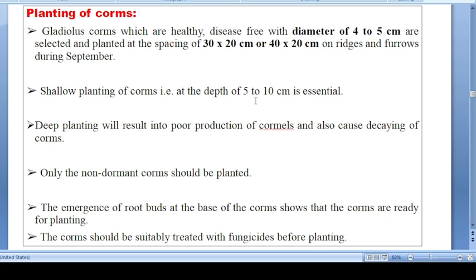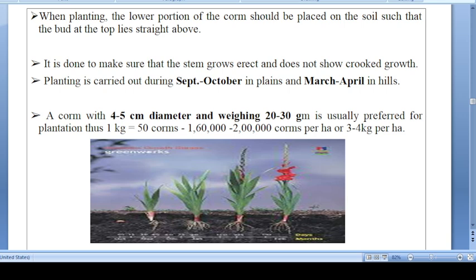So at least between 5 to 10 centimeter we can plant the gladiolus corms. While selecting the corms, we also have to select the non-dormant corms. If we are selecting immediately after harvesting, there will be chances of poor germination and delay in the germination of the corms. Normally, September to October is the best season in South Indian condition, and March, April in the North Indian condition or in the hilly areas.